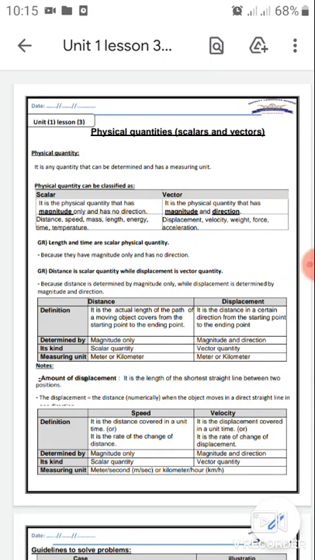Hello my dear students, I am going to explain Unit 1, Lesson 3, Physical Quantities, Scalars and Vectors.